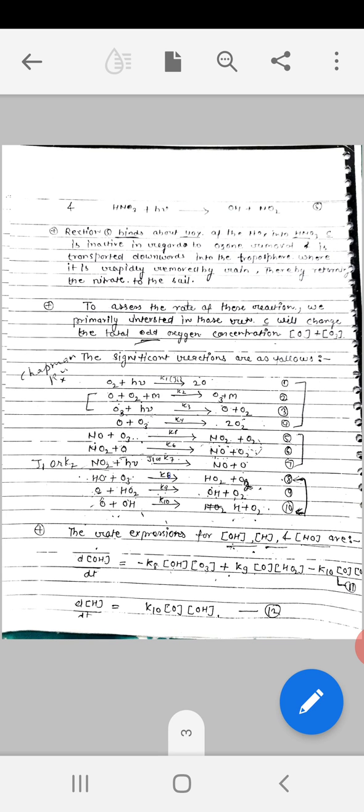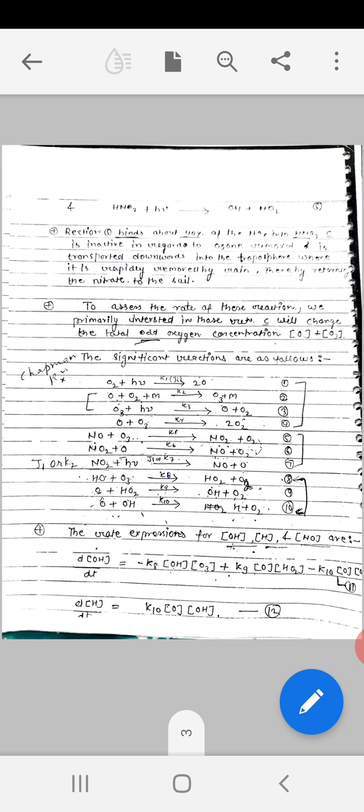And HNO3 absorbs light and is converted into OH and NO2. This is reaction number 5. Reaction 5 binds about 40% of the NOx into HNO3, which is inactive in regard to ozone removal, and is transported onwards into the troposphere, where it is rapidly removed by rain, thereby returning the nitrate to the soil.